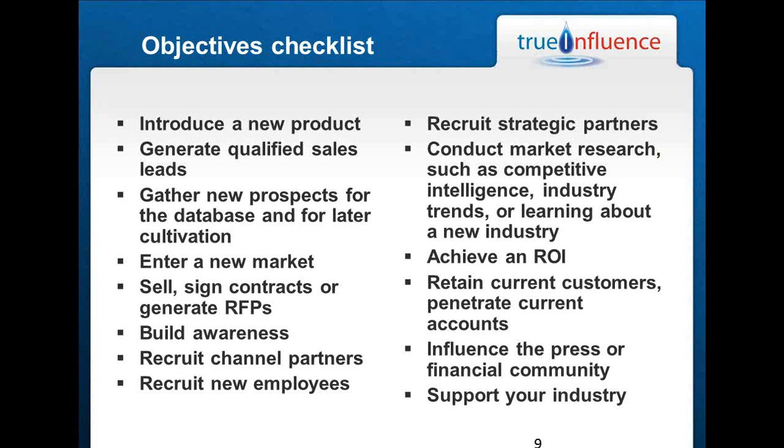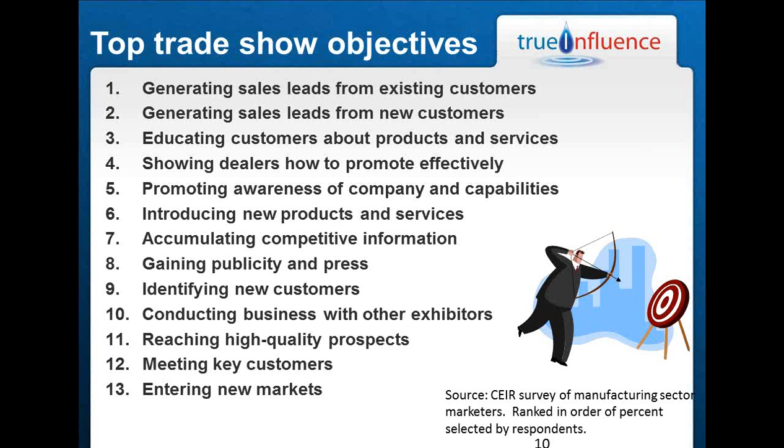If you are looking for ideas about what objectives certain categories use, I have here a list from the Center of Exhibition Industry Research. In the manufacturing sector, here are the top objectives that manufacturers say drive their attendance at trade shows. And no surprise, the top two objectives are around sales leads. This is what businesses need. They need new customers, they need prospects to raise their hands, and they need to be able to enable sales by providing them with leads. So that's my second point, the first being select the right show, and the second being set measurable objectives.